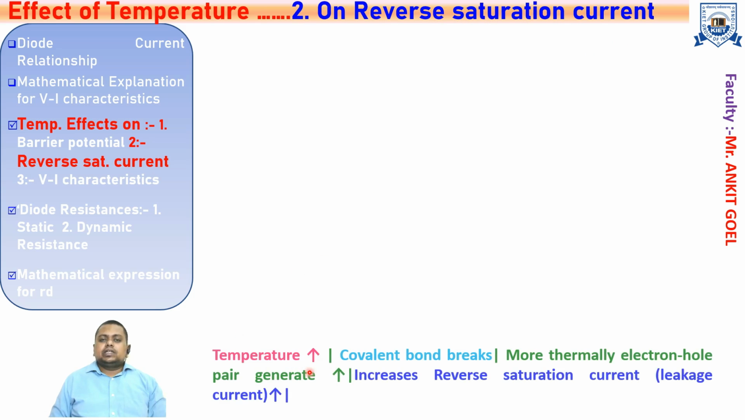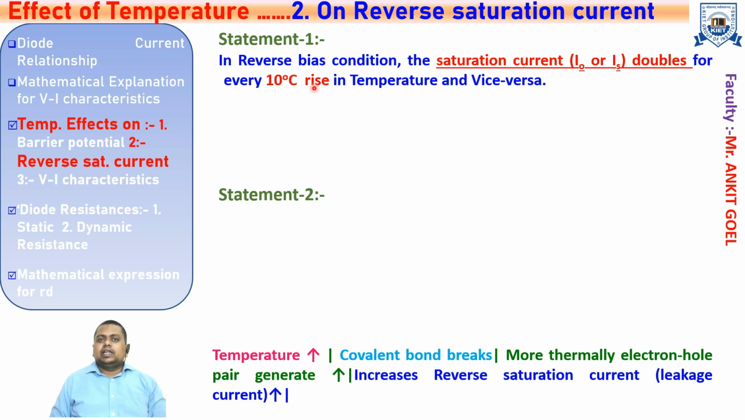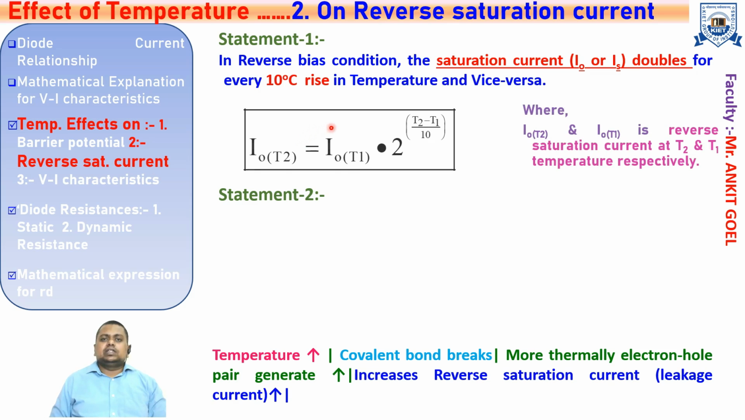Let's discuss the effect of temperature on reverse saturation current. As soon as the temperature is increased, the covalent bonds break and generate more electron-hole pairs. This increase in electron-hole pairs contributes more to the reverse saturation current. Hence, we conclude that as the temperature is increased, the reverse saturation current increases. These two statements relate the reverse saturation current with temperature. The first statement says that for every 10 degree rise in temperature, the saturation current will be doubled. This is the expression from which it is derived.